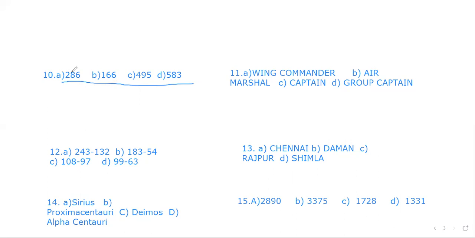See, 2, 6, 8 means the sum of these two is 8. The sum of 4 and 5 is 9. The sum of 5 and 3 is 8. But the sum of 1 and 6 should be 7, and here what is written? 6. So this is the odd one. So this is how you can do it.